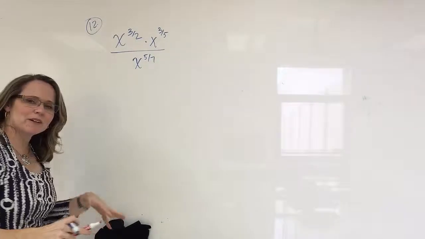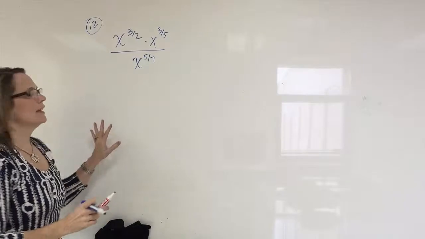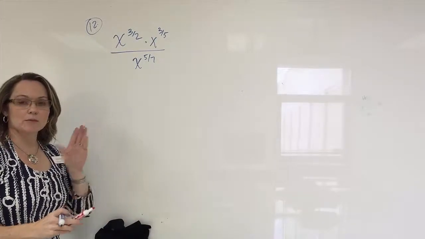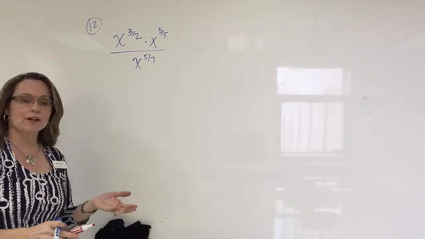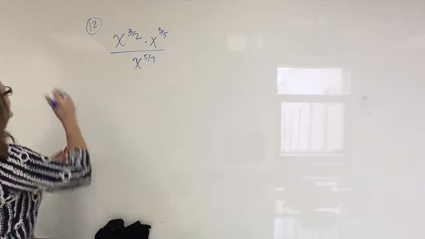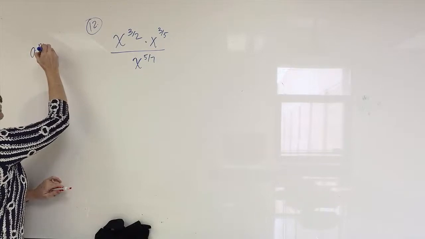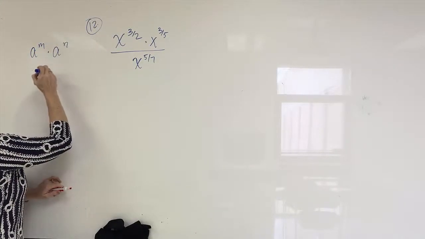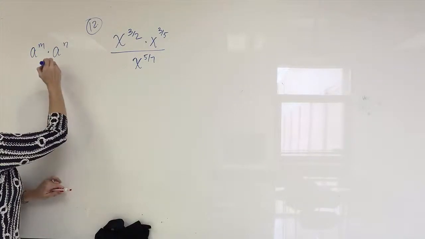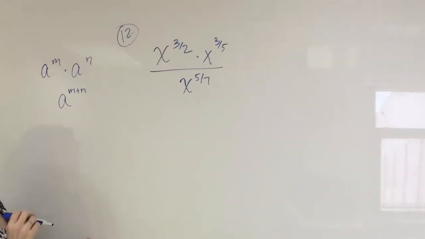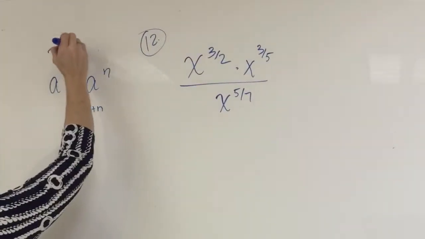Okay guys, welcome back. We're going to do number 12 from the review packet. On this one you have a chance to practice the product rule for exponents and the quotient rule for exponents. When we're working with the product rule, remember that it says if I have a to the m times a to the n, then I can keep my base, and the rule says that I should add up the powers. That's your product rule.